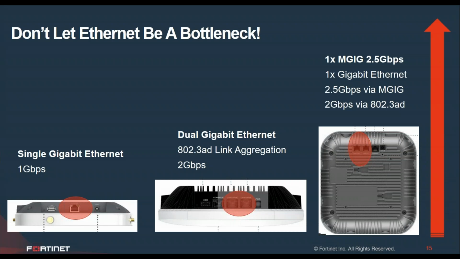If we want to link aggregate those 2 interfaces, then the mgig interface will operate at 1 gigabit per second, but we can still get a 2 gigabit per second connection back to the network. Of course, if you're going to use the 802.11ax access point and you're going to backhaul it with a 2.5 gigabit per second interface, you need to make sure that you have switches that are going to support that interface.